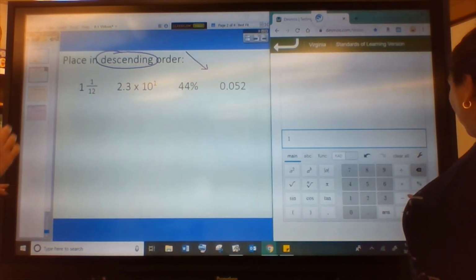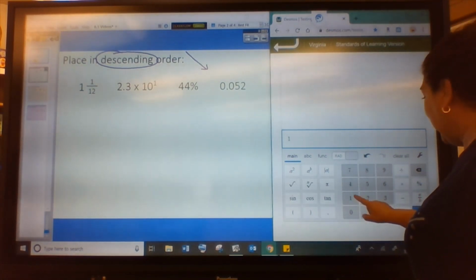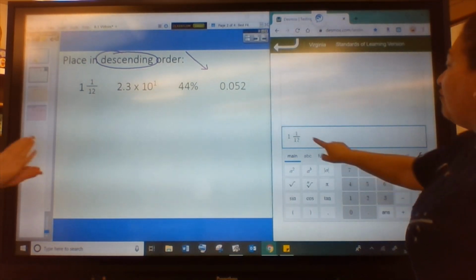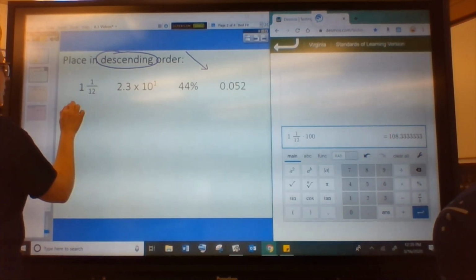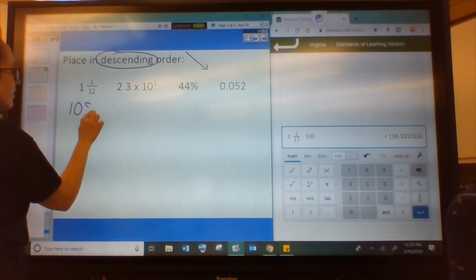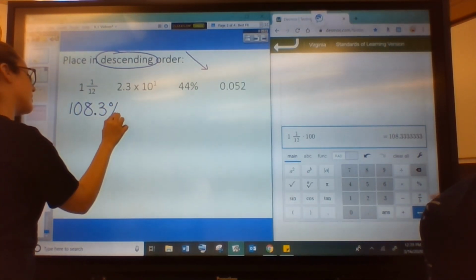Then we're going to come over here, and we do 1 divided by 12, and then we're going to multiply by 100 because we want it to be a percent, and there you go. We got 108.3%. Very good. We got the first one.